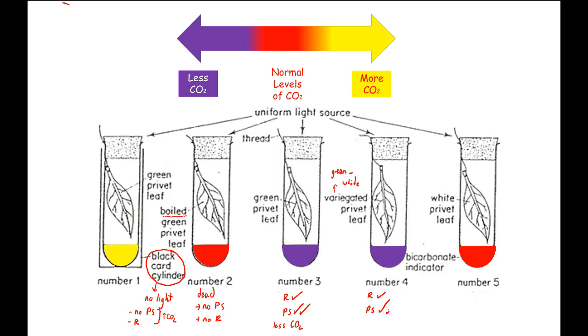And then finally, we've got a white privet leaf. The white privet leaf has no chlorophyll. So it can respire, but it can't photosynthesize. So it is going to stay red.